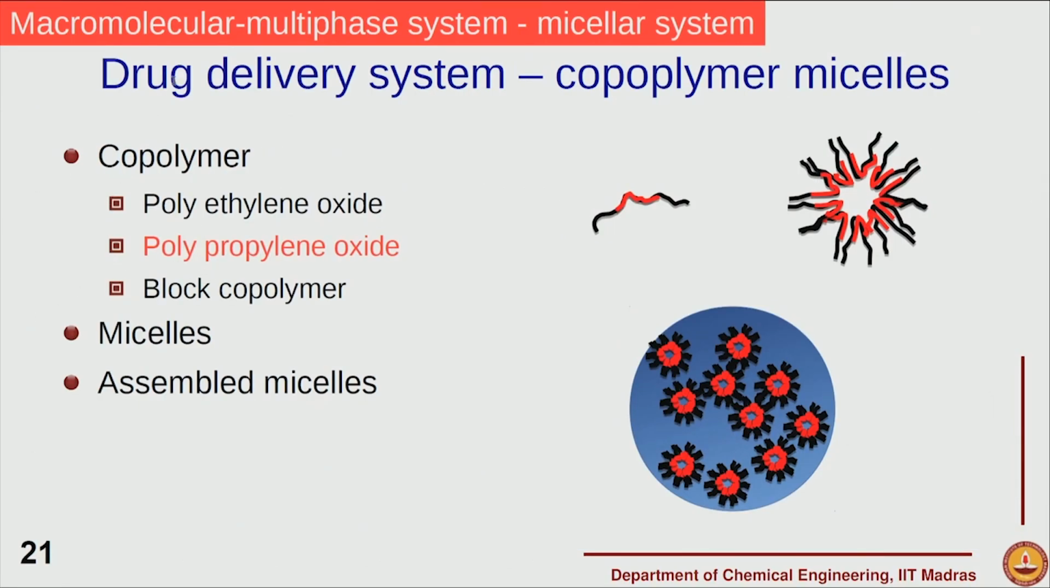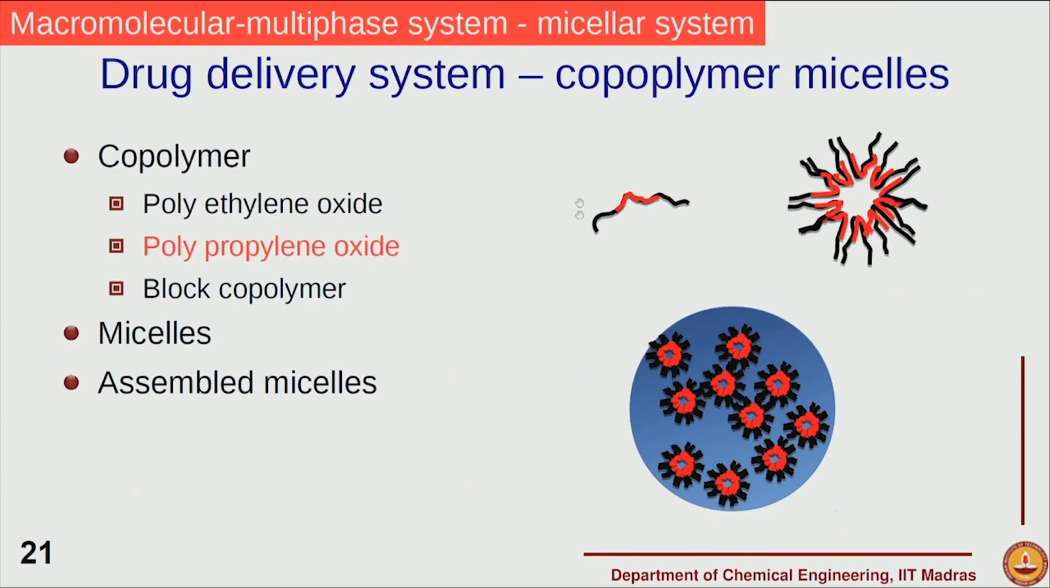The other example of a multi-phase multi-component and micellar system is a copolymer micelle. This is a copolymer which is called a block copolymer, because there is a block of polyethylene oxide which is depicted in black here, and polypropylene oxide. And so, we have basically two blocks of polyethylene oxide on the two sides, and in the center there is polypropylene oxide. And polyethylene oxide is hydrophilic, while polypropylene oxide is not as hydrophilic, it is relatively more hydrophobic.